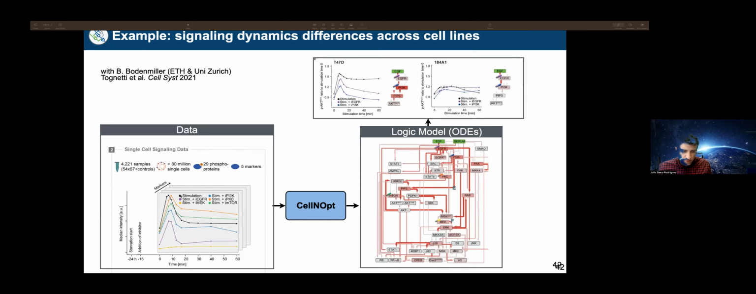So then we can use this data in the framework CellNOpt I told you about to build these logic ODEs. So these are dynamic models that capture the changes in the different pathways. And just to illustrate, here, for example, is the difference between the networks of two cell lines. So these are both breast cancer cell lines, but they are quite different. And then we can use it to look at the differences between these two different cell lines.